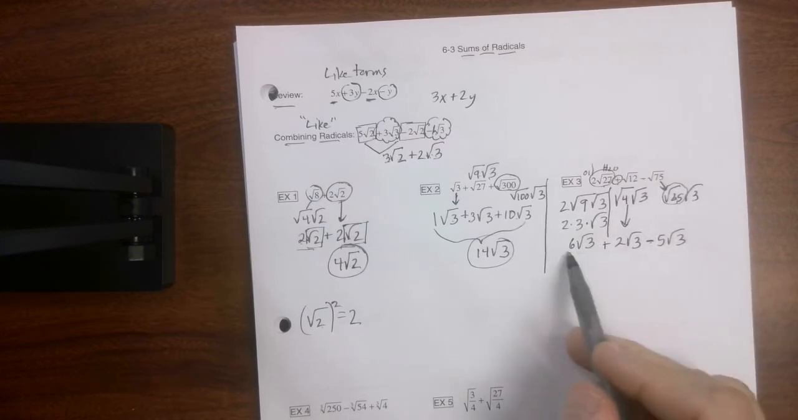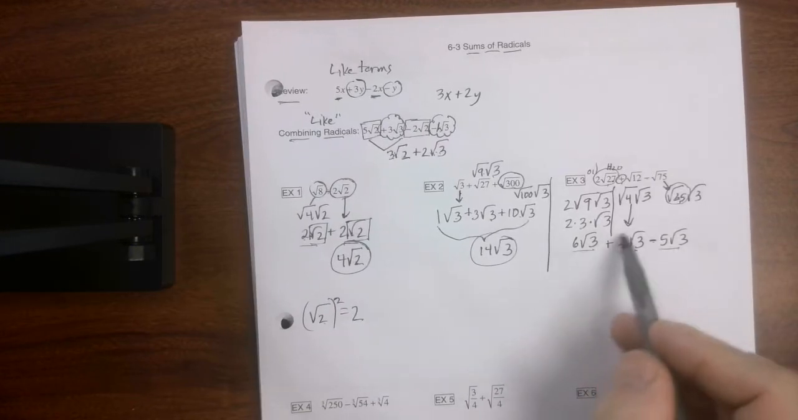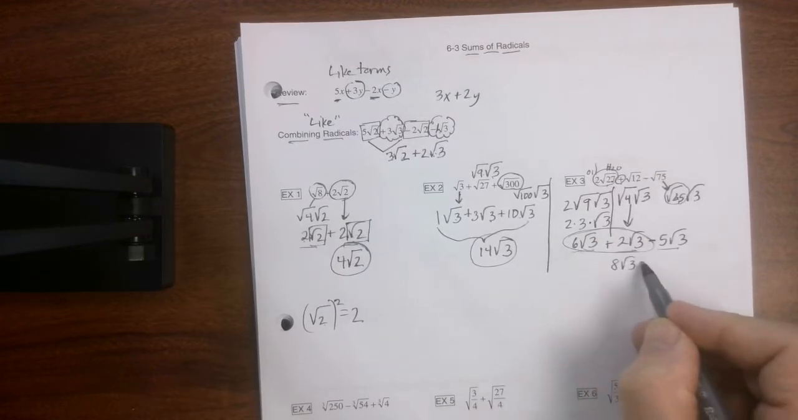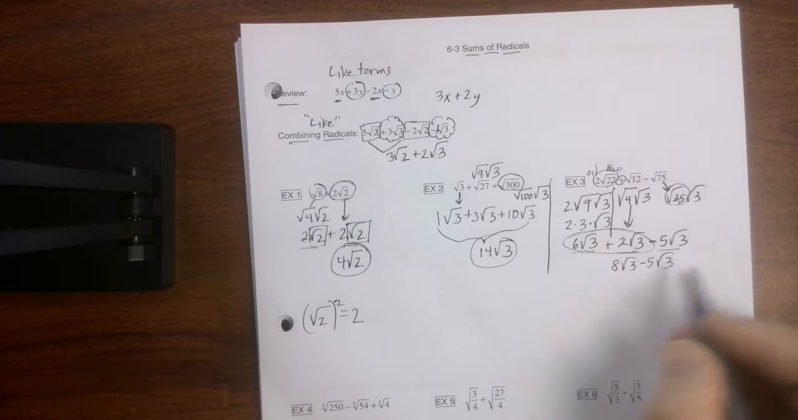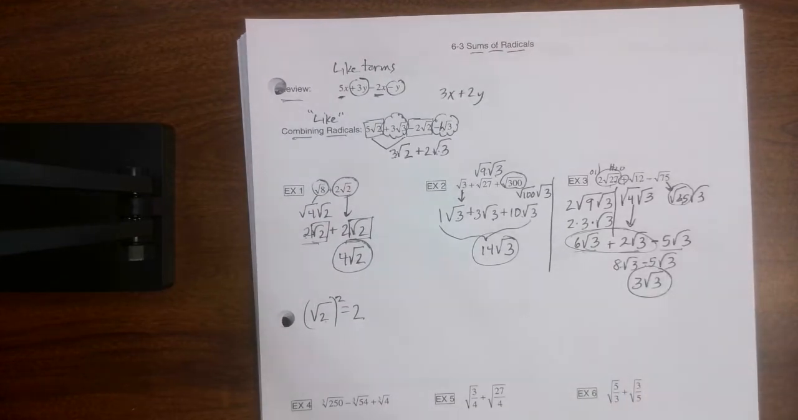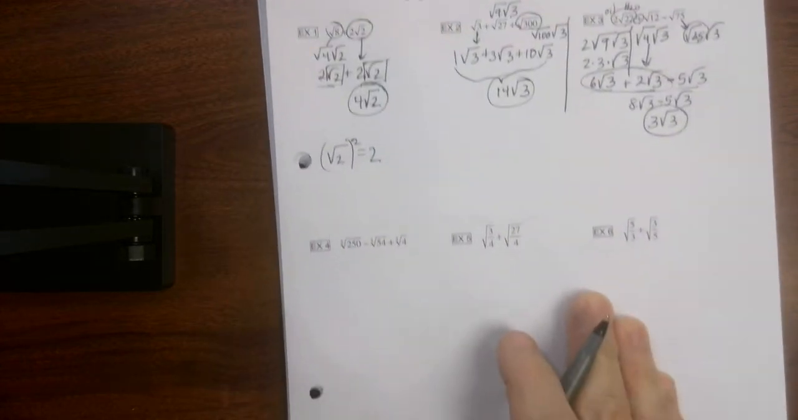Now I go on the hunt for like terms, and I got them. So I'm going to add these together. I got 8 square root of 3 minus 5 square root of 3. 8 minus 5 is just 3 square root of 3. All right, they're going to get a little different, a little bit more challenging.